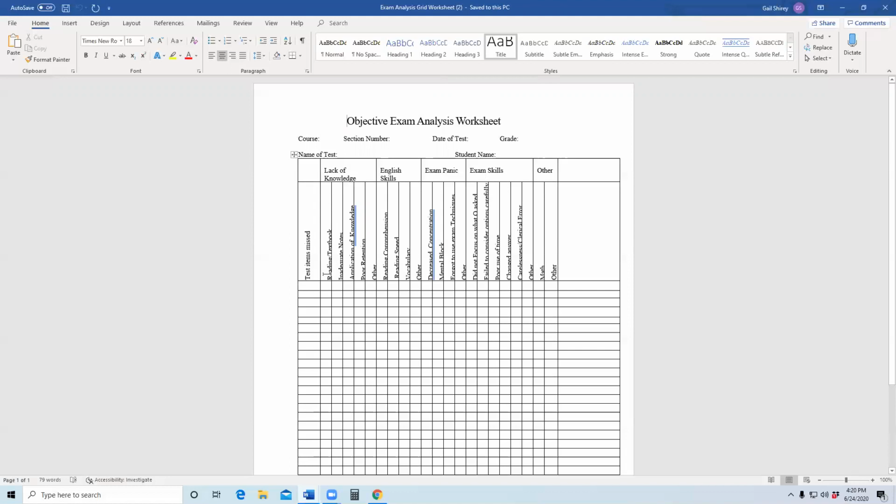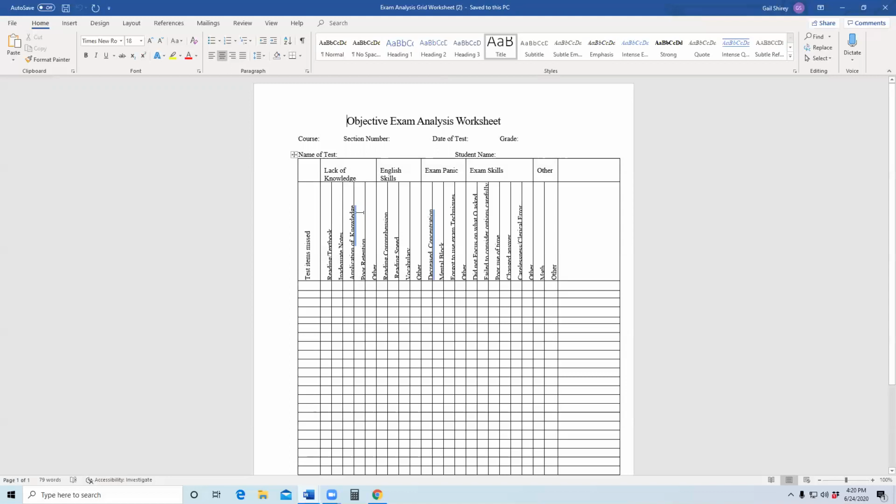In the first one, it's reading textbook. What that means is the information was not in your reading or in your textbook to study from. The second one is inadequate notes. What that means is, although you may have studied, you didn't have that information in your notes, so therefore you couldn't study that information. It was in the textbook, or it was in a PowerPoint, or it was in lecture, but you just did not include it in your notes to study.